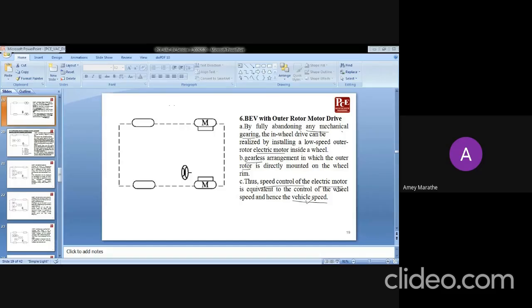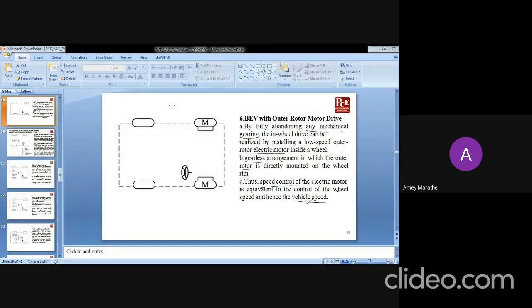So whatever we are discussing is the layouts. Any particular company is free to select any one of these layouts. The diagram which we had seen earlier, the teardown diagram for an electric vehicle, was for a Tesla vehicle.